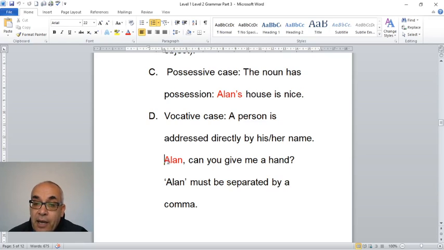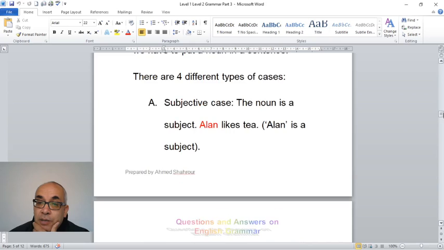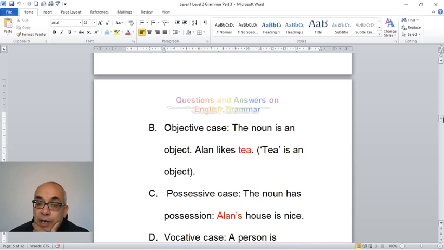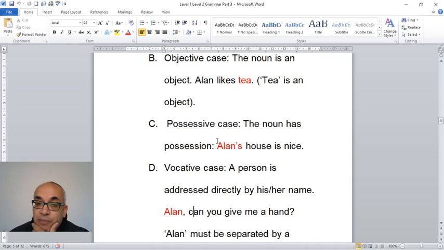So Alan is a noun, and what is the category of this noun? It's vocative. What is vocative? It means I am calling him, I am speaking to him, I want him to come and give me a hand. So we've got 4 cases of nouns. The noun may be a subject, the noun may be an object, the noun may have possession, and the noun may be used here as a vocative case.